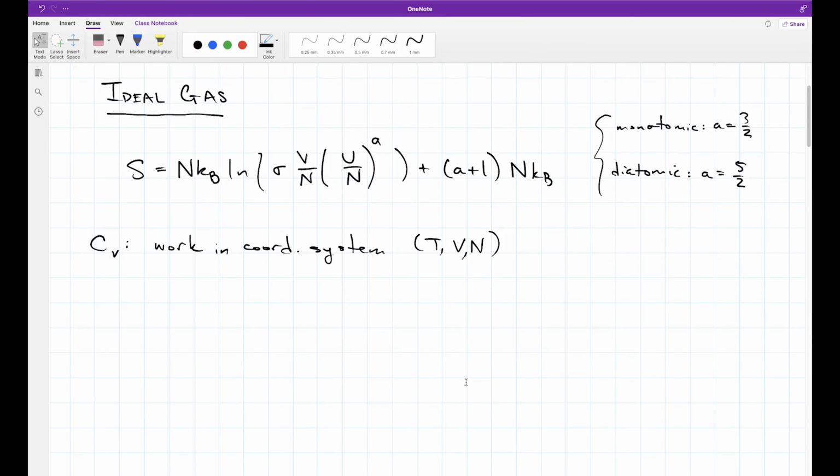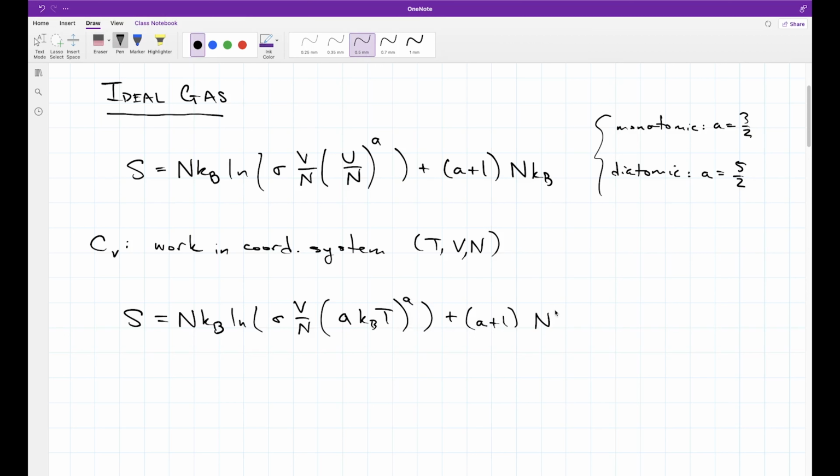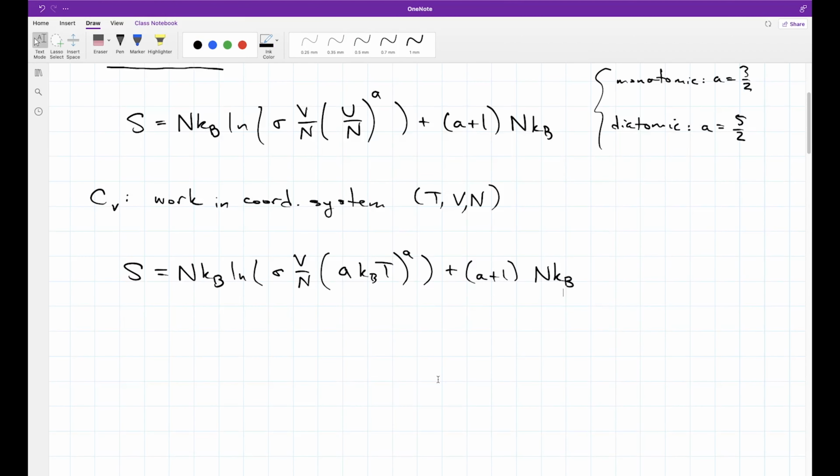Now let's rewrite the Sackur-Tetrode equation in this coordinate system. That would mean we get S is equal to n kb times log sigma V over N, and then we need to trade out U for N and T. We've done that a bunch of times, so I'm just going to skip to it. We get, oh, not 3 halves, but A times kb T to the A, sorry, plus A plus 1 n kb. Good.